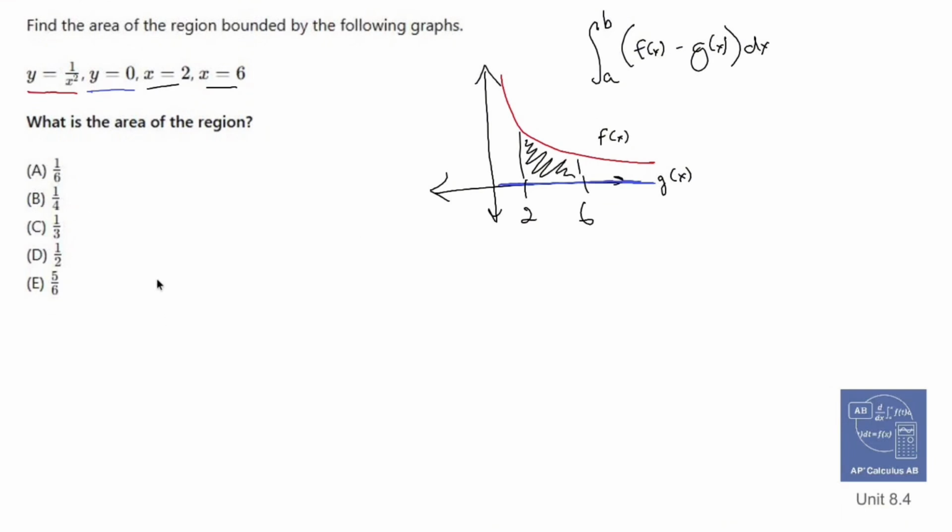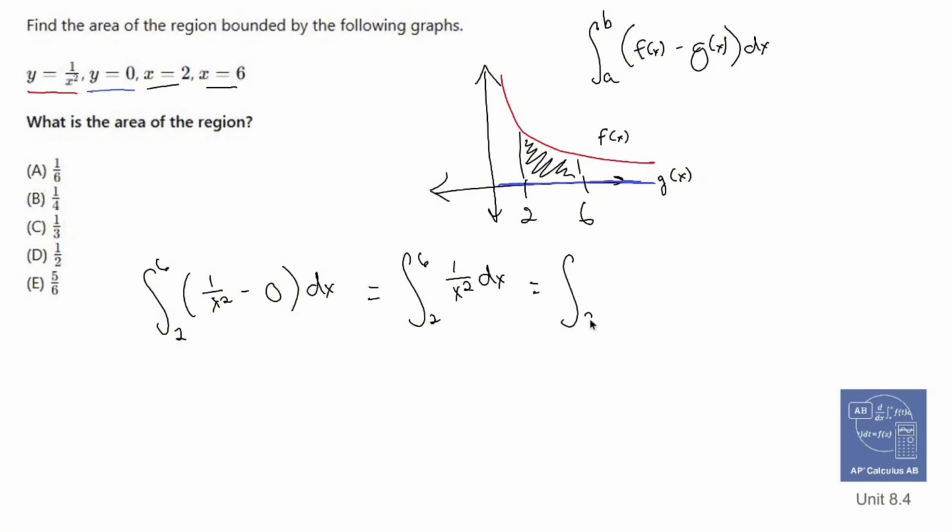So setting this up over here, I decided to call f of x 1 over x squared. So I'm going to have 1 over x squared minus g of x, which is a big fat nothing. Now my limits of integration are going to be 2 and 6 because those are the x values that were given here, dx. Okay, so you do a little bit of integrating. I mean, maybe not yet. Maybe if I wanted to clean this up, I would say the integral between 2 and 6 of 1 over x squared dx. And I don't like the way that looks, so between 2 and 6 of x to the negative 2 dx.